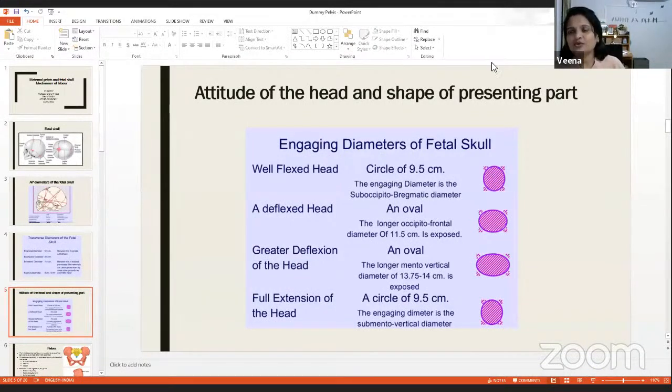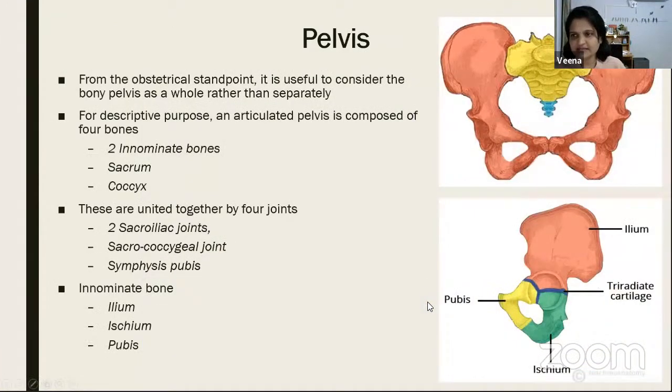So let's move on to the pelvis now. Shall I go ahead? Yes, ma'am. So is my screen visible? Yes, ma'am. This is the pelvis. You can see the pelvis?